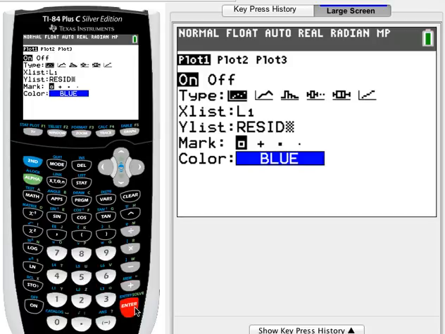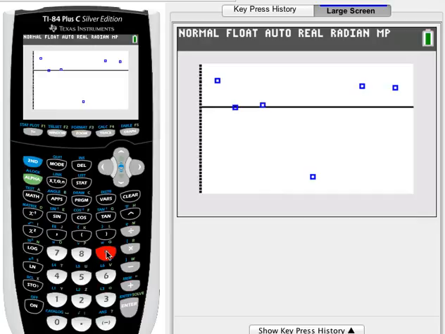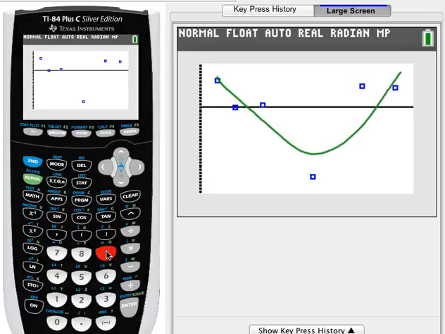Now, whenever graphing, remember zoom 9. And there is my residual plot. Okay. Now, residual plots, again, we're looking for no patterns. Now here, this one is a little questionable because it kind of looks like it starts and goes like that. Again, with such few data points, it's really hard to get a good picture of this.